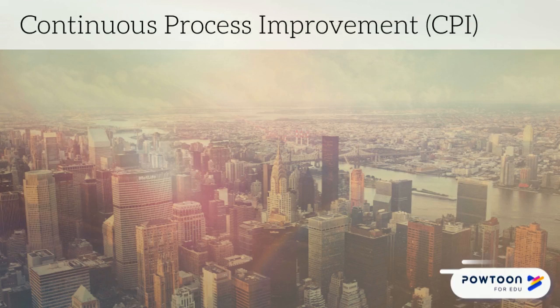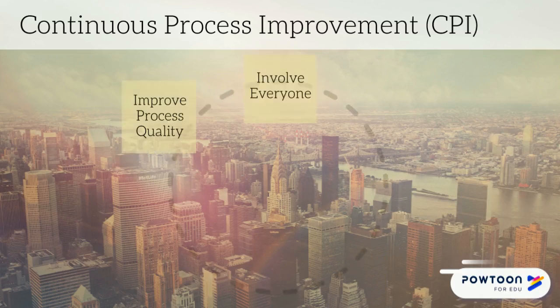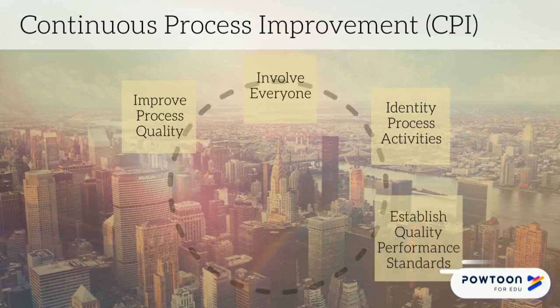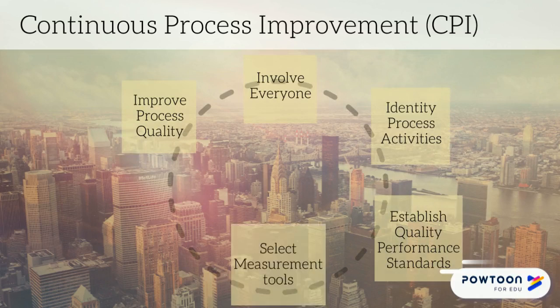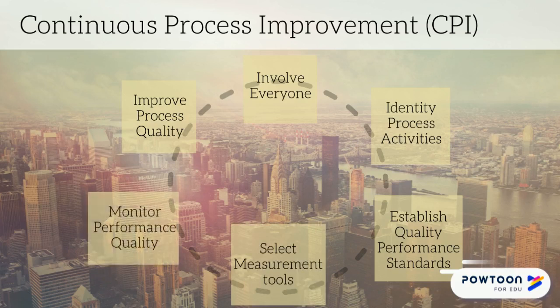Continuous process improvement increases the quality of work by reducing errors, inefficiencies, and waste. Rather than waiting for a problem to occur, processes are continuously reviewed with a goal of finding ways to improve them. Some of the steps in continuous process improvement are: improve process quality, involve everyone, identify process activities, establish quality performance standards, select measurement tools, and monitor performance continuously.